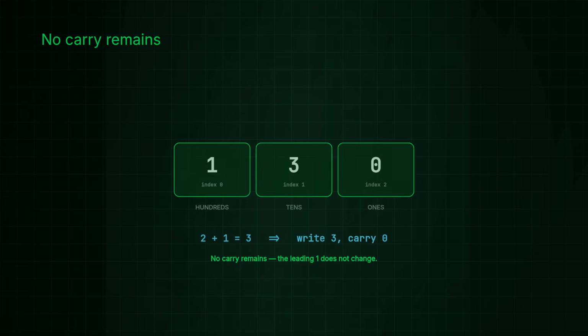Now add the carried 1 to the tens digit. 2 plus 1 is 3. The sum is smaller than 10, so write 3 and the new carry becomes 0. No carry remains. The leading one stays unchanged, and 129 becomes 130.